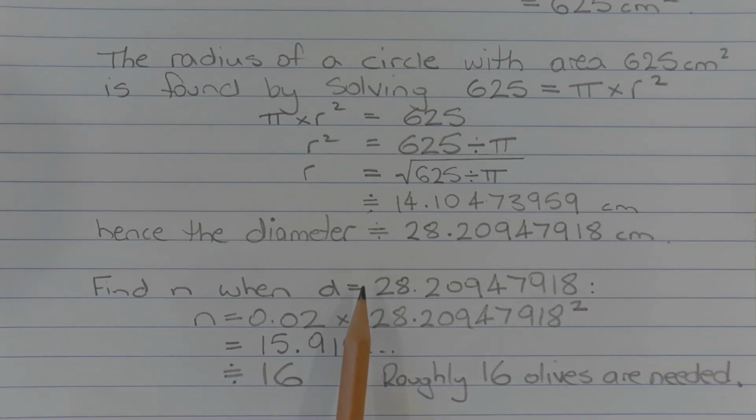So substituting this value of d into the formula, we get n is equal to 0.02 times 28.2094791 squared, which is equal to 15.915 and so on, which rounds to approximately 16, correct to the nearest whole number. Therefore, roughly 16 olives are needed.